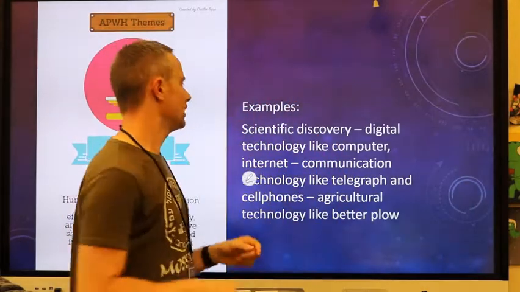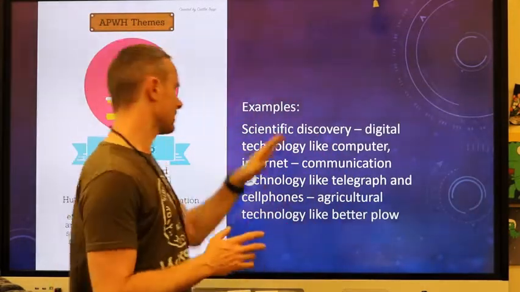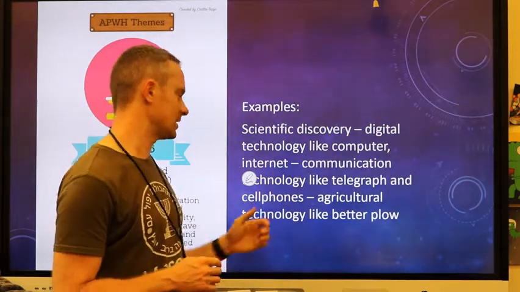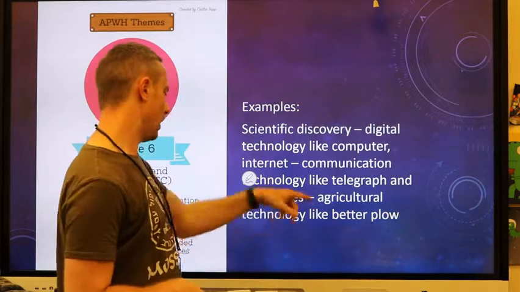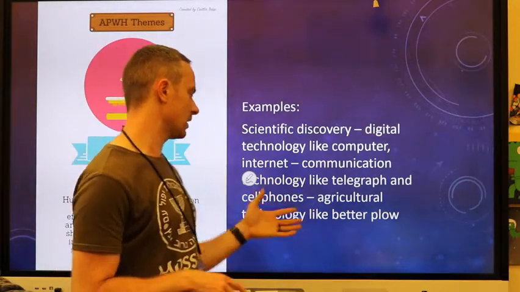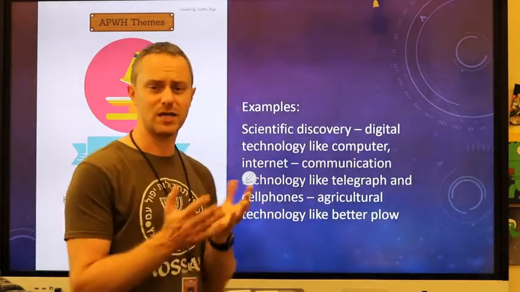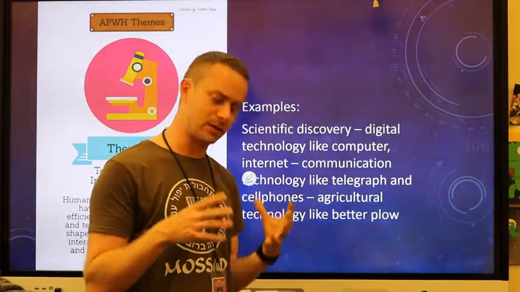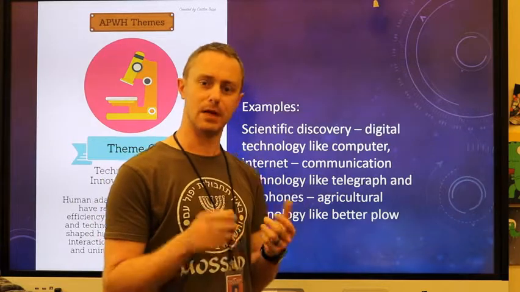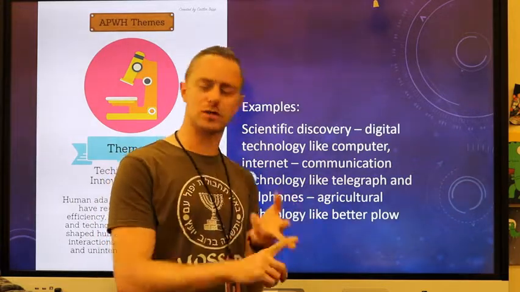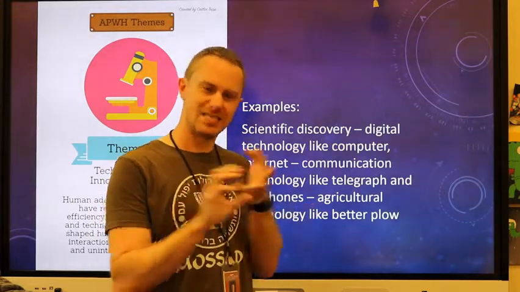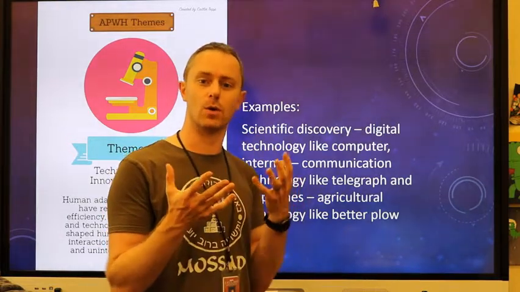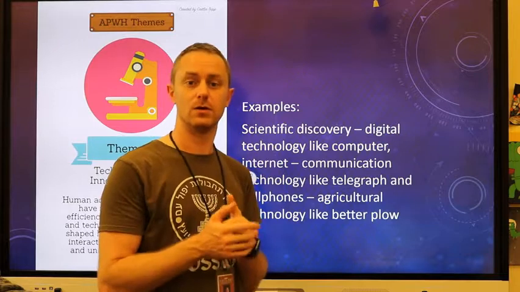Examples include scientific discovery, digital technology like computers and the internet, communication technology like the telegraph or cell phones, agricultural equipment or technology like a better plow. We think of technology, we think of computers. But technology can be something as basic and rudimentary as the wheel. It can be a compass. It can be a certain type of sail, a certain type of saddle. This is technology that makes our lives easier or more efficient or more effective, usually.